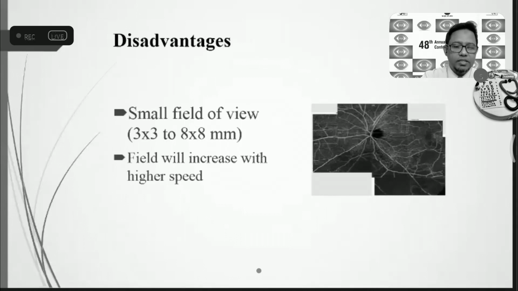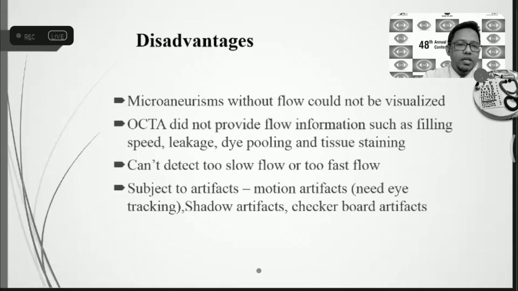And some disadvantages: the field of view is small, 3 by 3 or up to 8 by 8 millimeters. The field will increase with higher speed, and scientists are working to increase the area. But fundus fluorescein angiography shows the peripheral area, so this is also a problem of OCT angiography. And some vessels without flow could not be visualized.